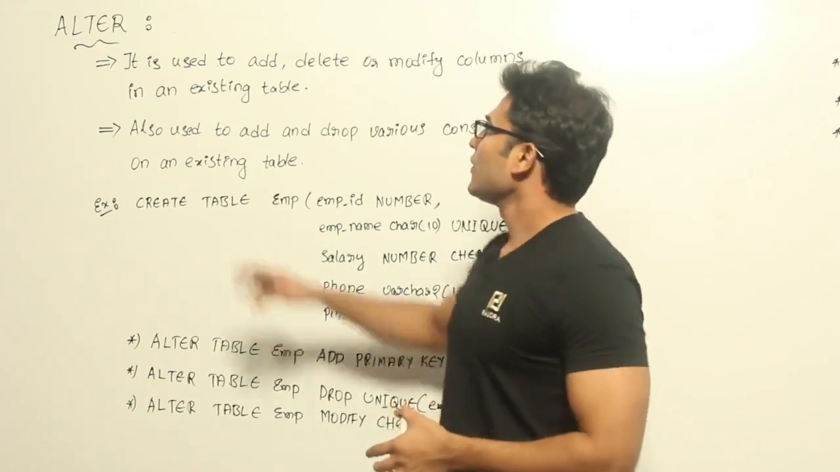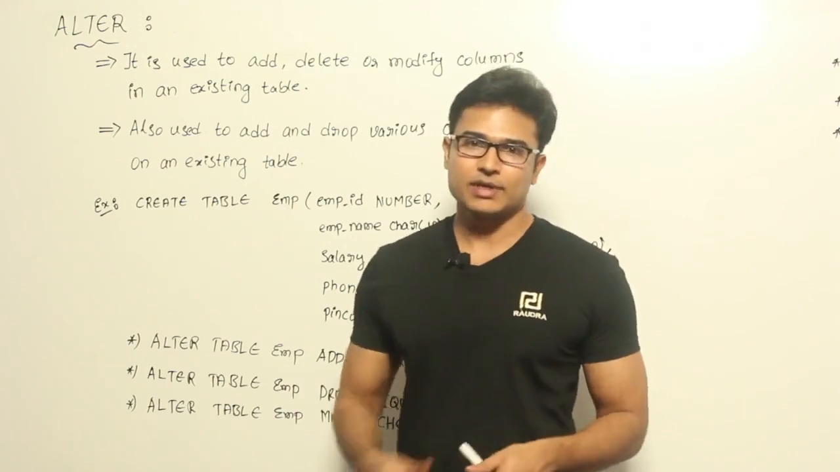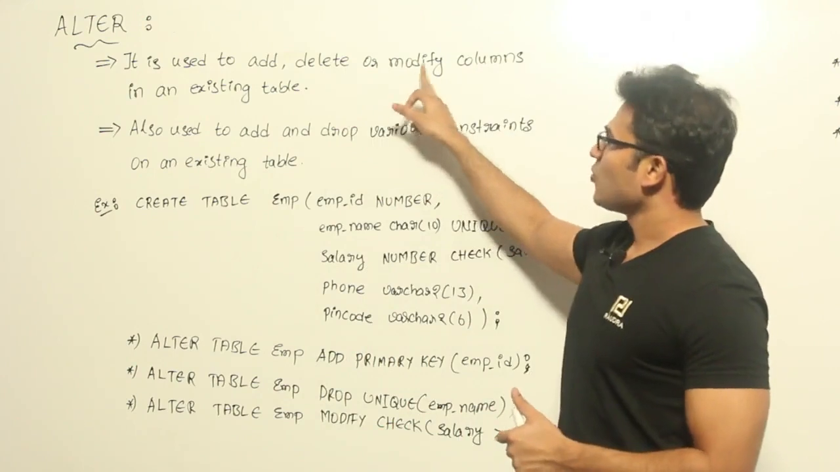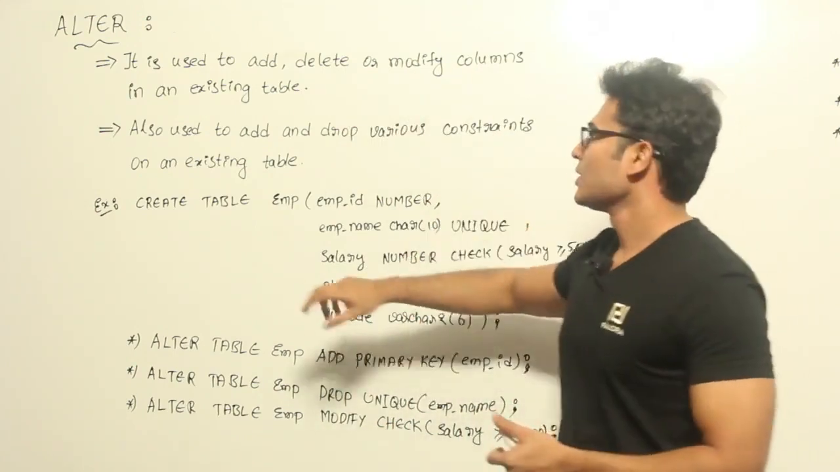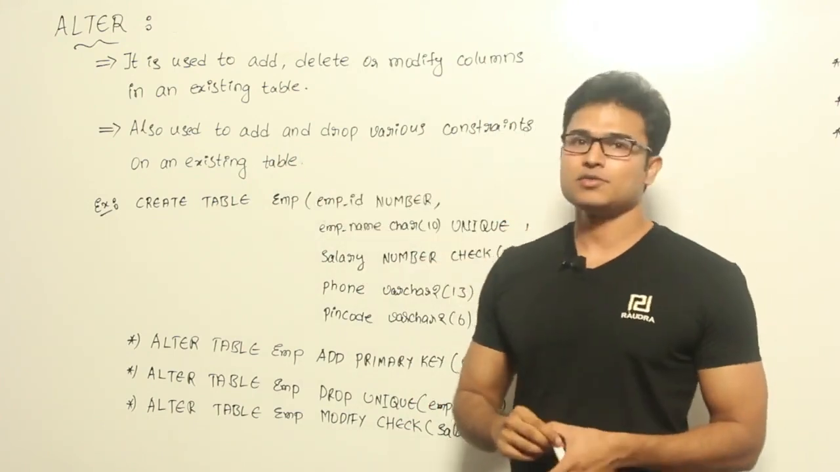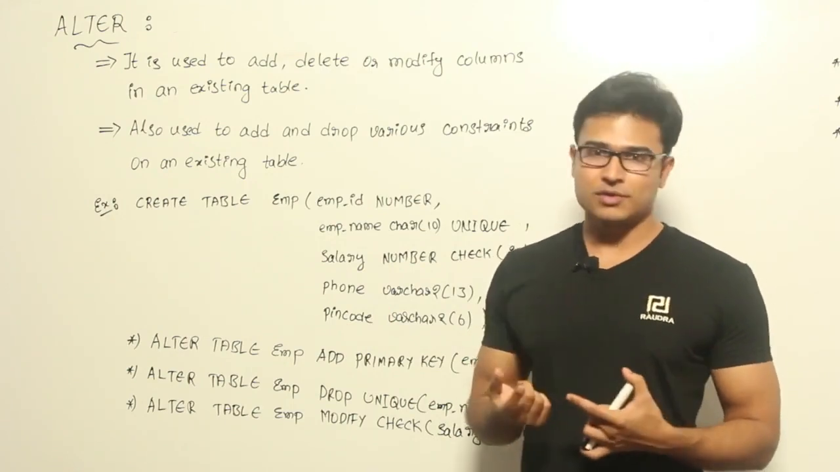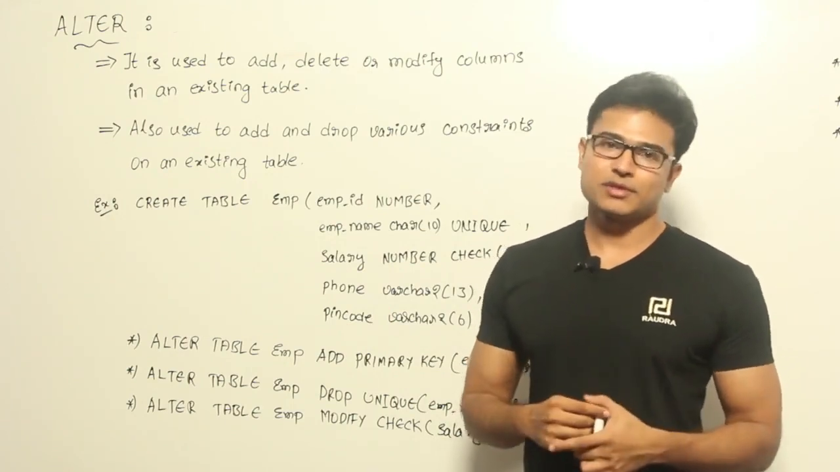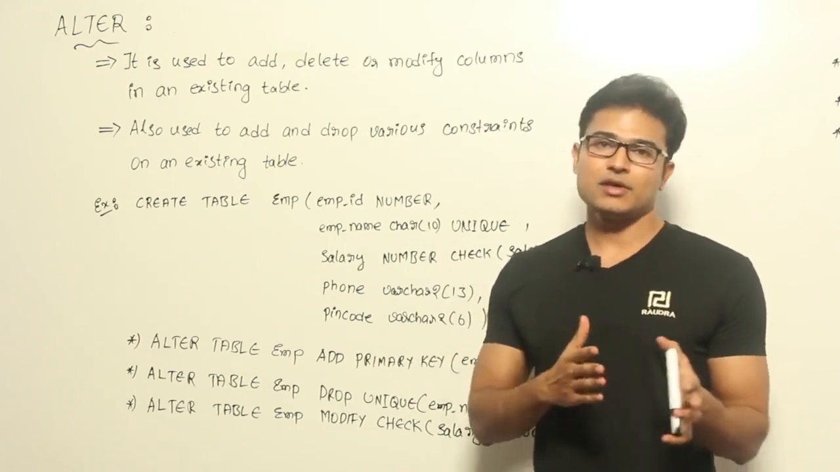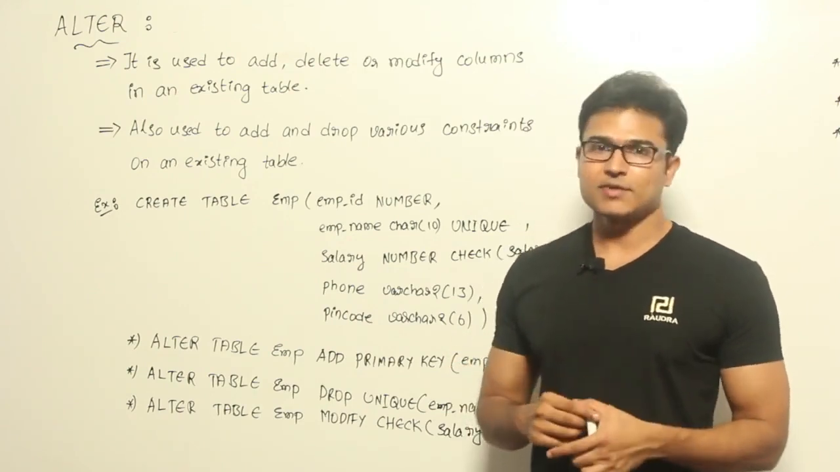Alter is the keyword. It is used to add, delete or modify columns in an existing table, right? We can also use it to add and drop various constraints on the existing table. Let us say you have created a table and accidentally forgot to add an attribute. Later you can add an attribute. Also, if you forgot to mention a constraint on some attribute, later you can put it, or change the constraints as well, right?